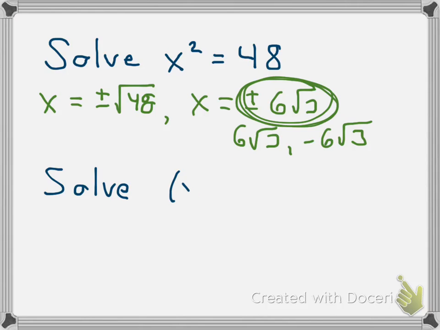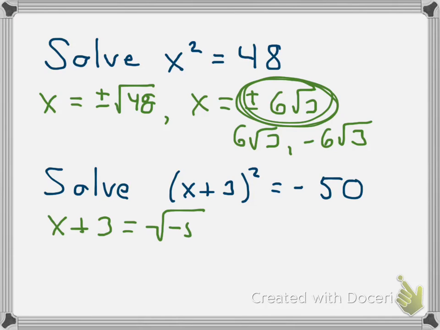Here's a second one. What if we have something in parentheses that's already being squared, x plus 3 squared equals negative 50. I can do the square root of both sides. I have x plus 3 equals plus or minus the square root of negative 50. And I can certainly clean this up. This means x plus 3 equals, I know how to simplify the square root of negative 50. It is 5i root 2, so I have plus or minus 5i root 2.